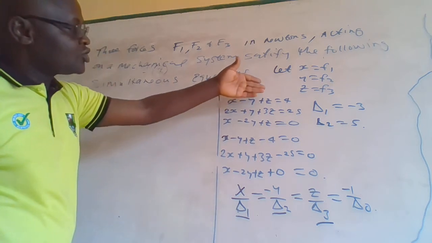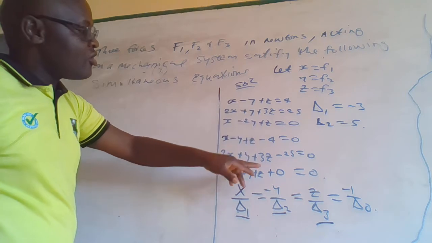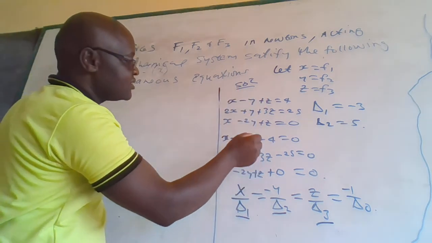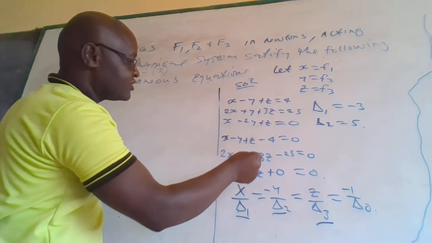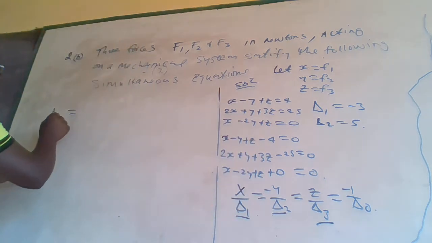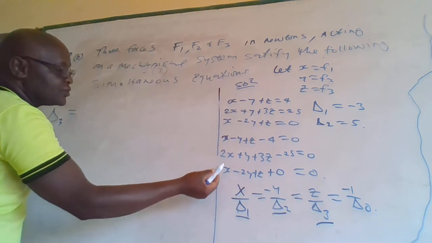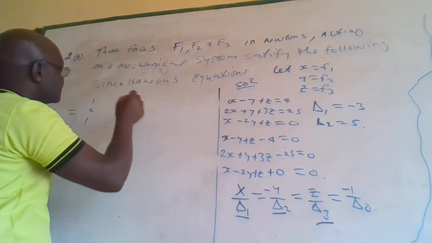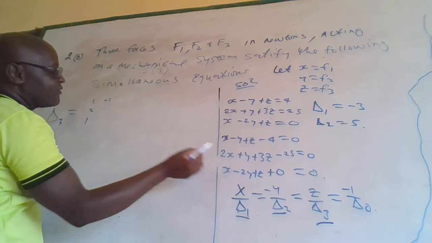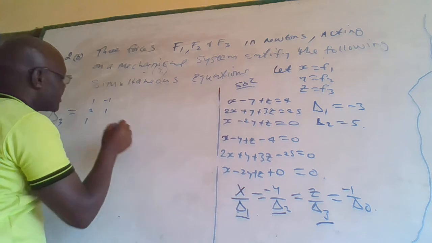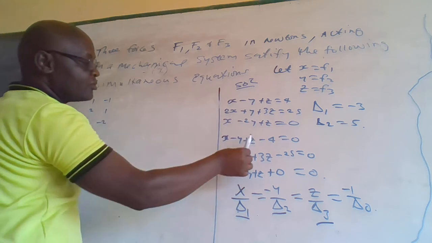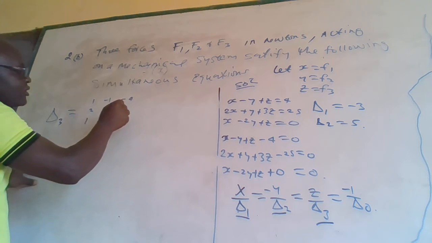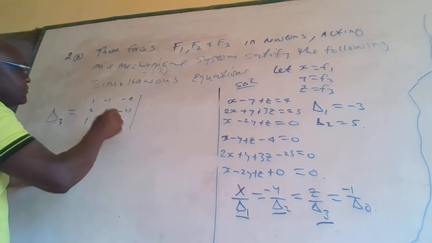Day 3, we are going to omit the coefficients of z. So we are going to have 1, 2, 1, 1, 2, 1, and then you have negative 1, you have 1, and then you have negative 2. Omit the coefficients of z, so we have the constant terms, minus 4, minus 25, then 0.